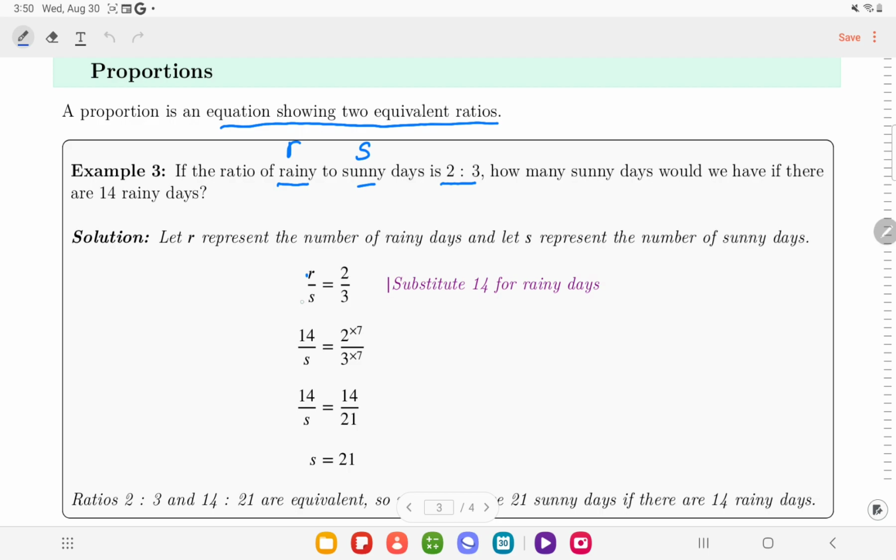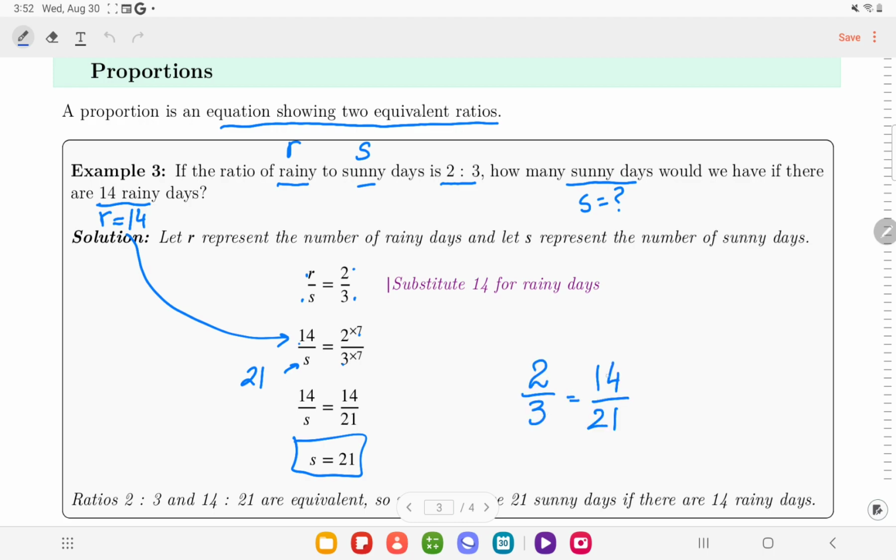So rainy days to sunny days is 2 to 3. We need to find how many sunny days we have if there are 14 rainy days. So when R is 14, we're going to substitute R with 14. We know that two fractions are equivalent. So 2 times 7 gives us 14. 3 times 7 is 21. So we know that S is 21. So we have 21 sunny days if there are 14 rainy days.